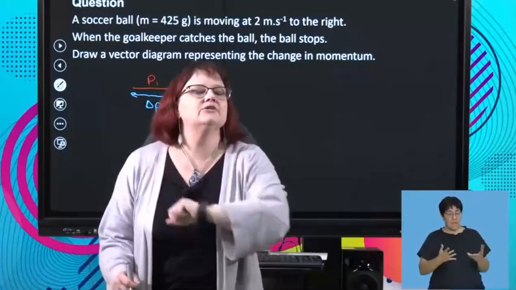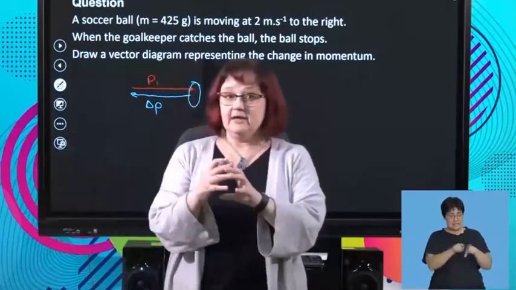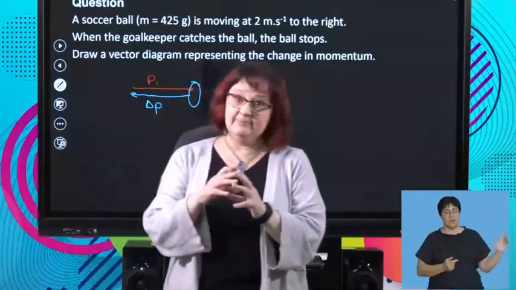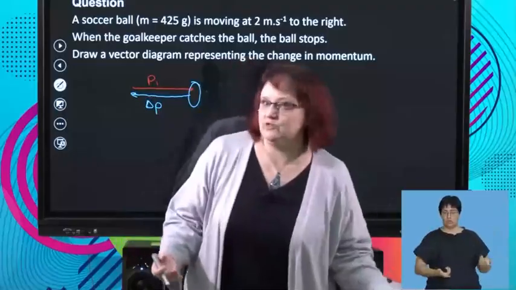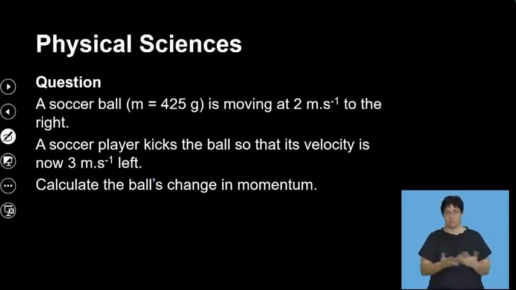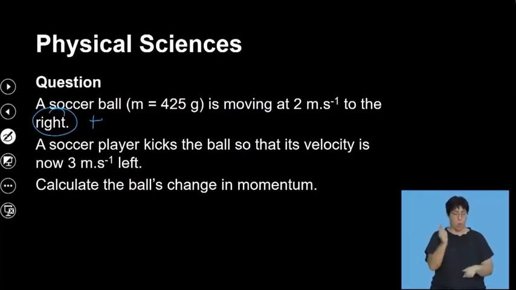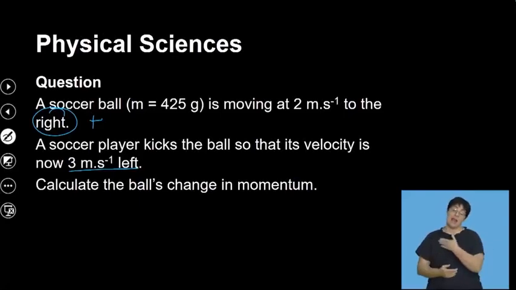But what if the ball changes direction? So we've done same direction speeding up. We've done same direction slowing down, essentially, or stopping. Now what happens if the ball changes direction? So, same ball. Same initial velocity, so I'm still going to take to the right as positive. But now a soccer player comes along, because he's trying to get a goal. Now we're not going to let it go to the goalie. And he kicks the ball so that its velocity is now 3 meters per second to the left. The ball has changed direction.